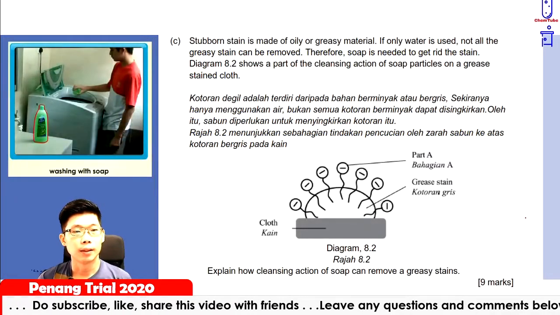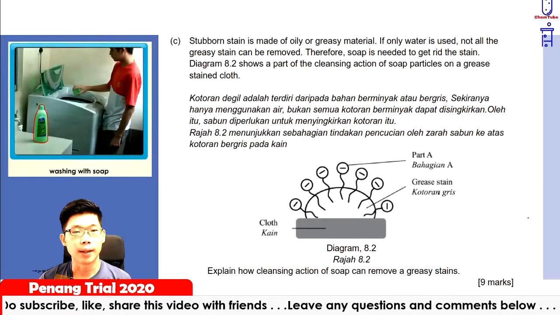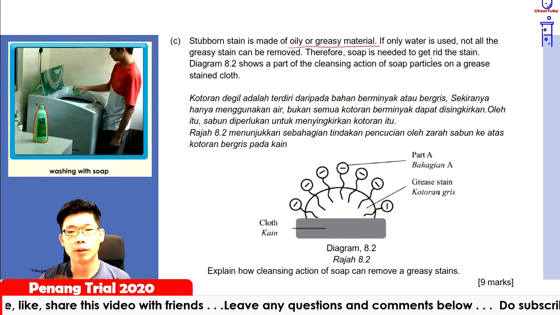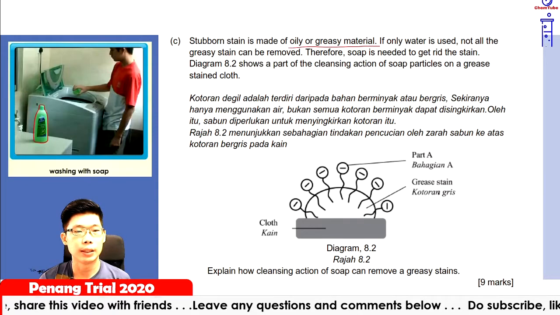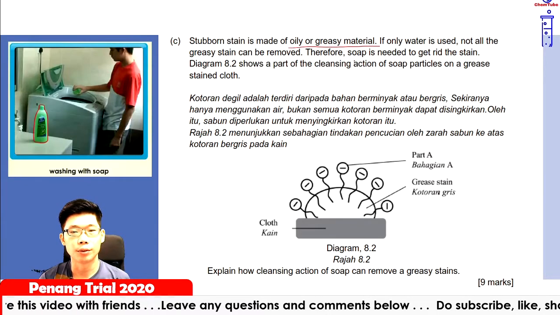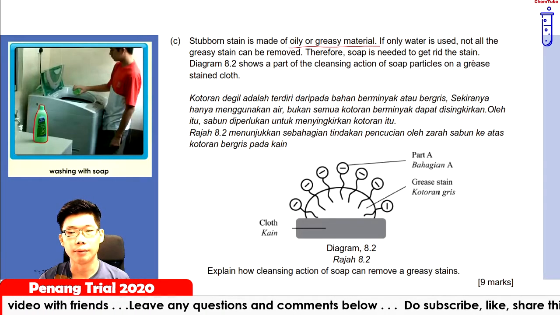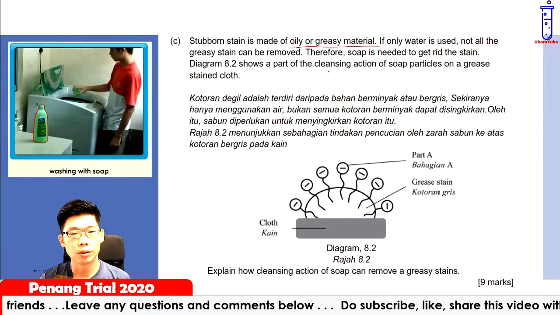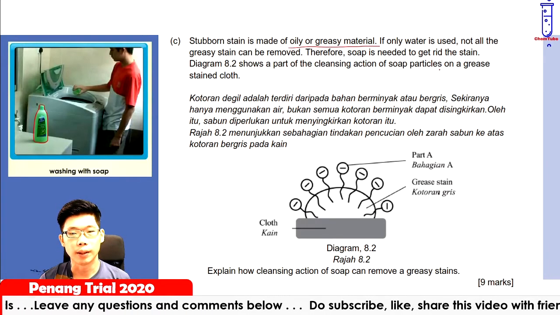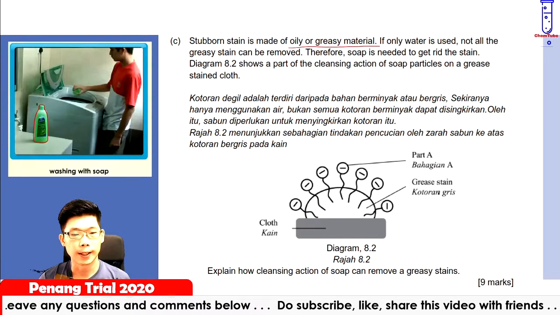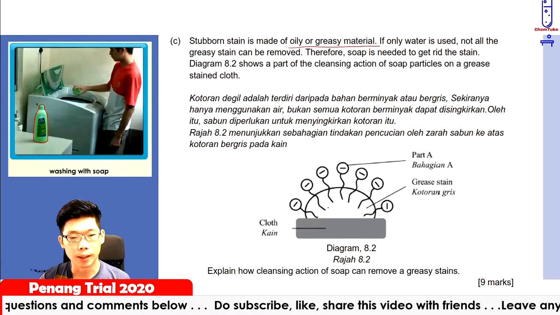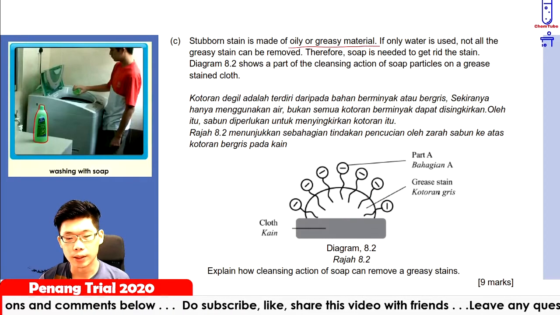C. A stubborn stain is made of oily or greasy material. If only water is used, not all greasy stains can be removed. Therefore, soap is needed to get rid of the stain. Diagram 8.2 shows part of the cleansing action of soap particles on grease. So this is part A, and this is the part. This is the cloth, and this is the grease.